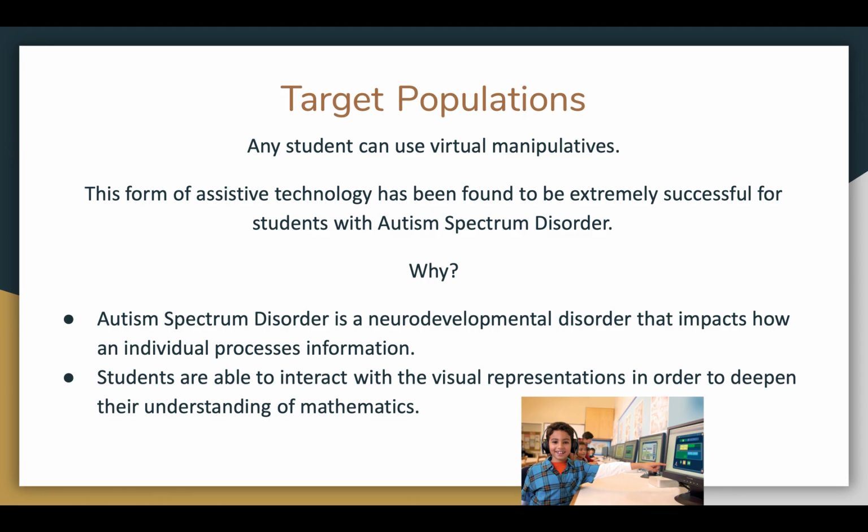This form of assistive technology has been found to be extremely successful for students with autism spectrum disorder. Why? Well, autism spectrum disorder is a neurodevelopmental disorder that impacts how an individual processes information. Students benefit because they are able to interact with the visual representations in order to deepen their understanding of mathematics.